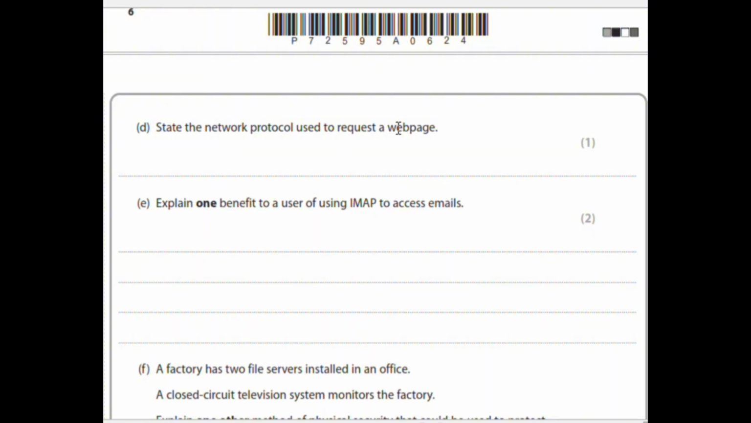So let us go and finish here. Let us go quickly and finish D. State the network protocol used to request a web page. Yes, when you enter a browser, which protocol do you use? HTTP. Yes, we have HTTP or HTTPS, Hypertext Transfer Protocol. That is the protocol used for the web server. With an S it means it is secure, without the S it is not secure.